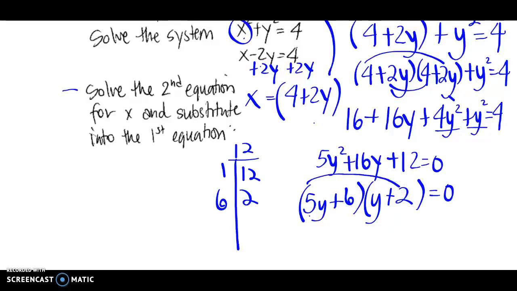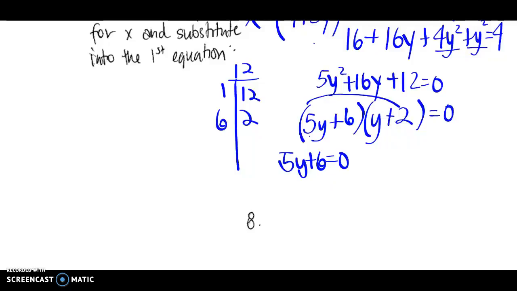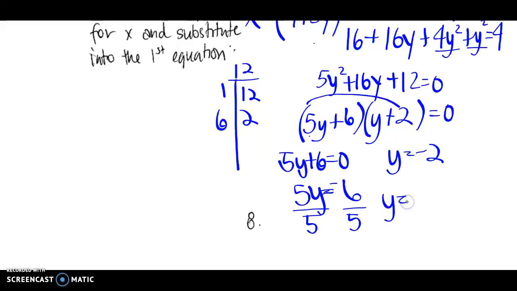So then set each of these equal to 0. This one would be negative 2. You can do that one in your head, I'm pretty sure. And then this one, subtract 6, negative 6 over 5. Divided by 5. And you get y equals negative 6/5, and y equals negative 2.